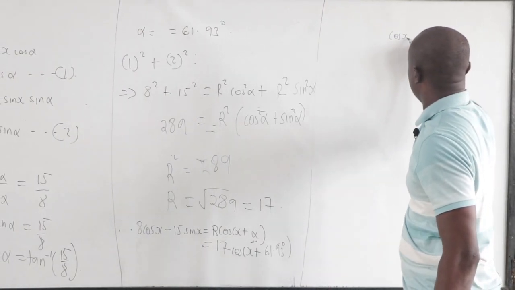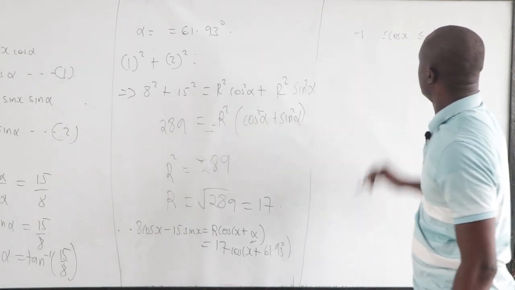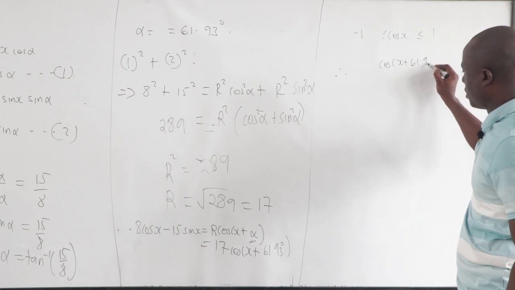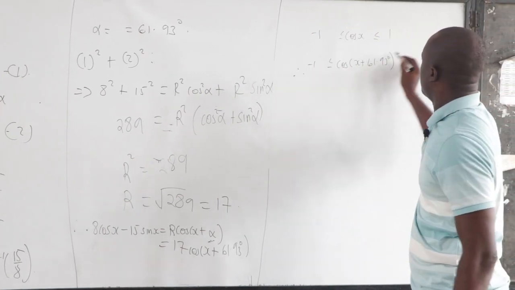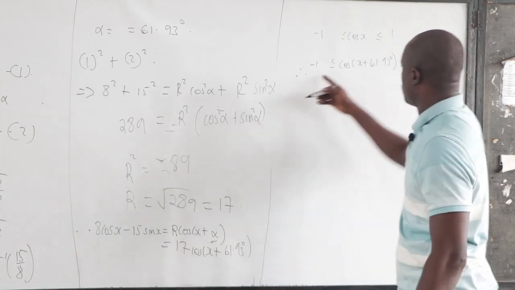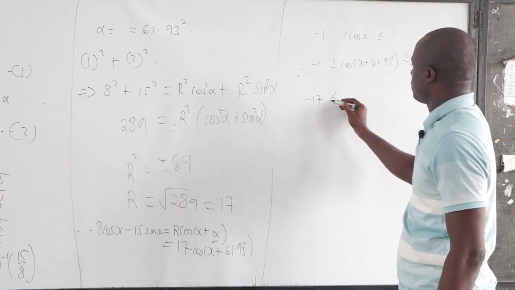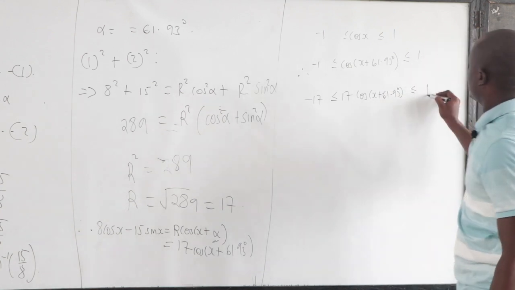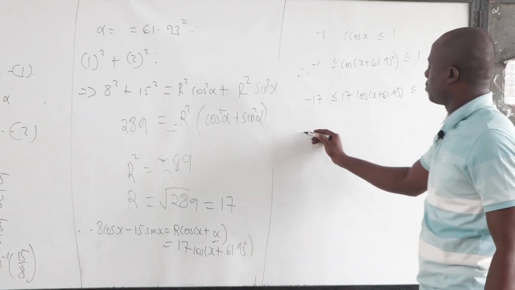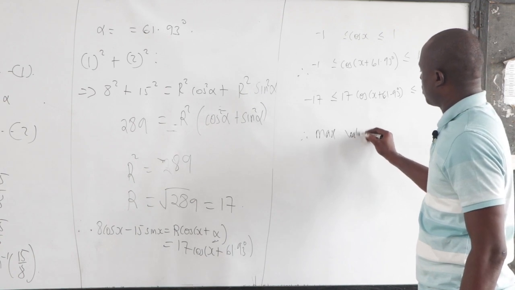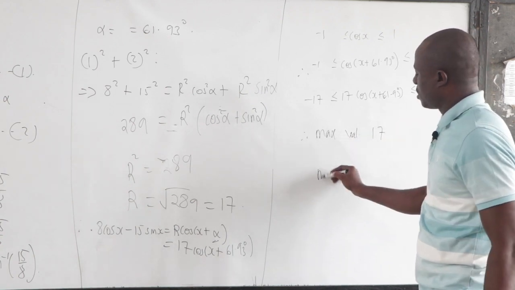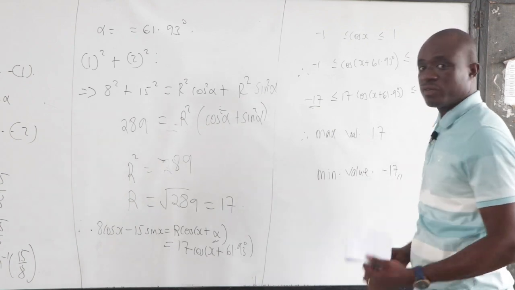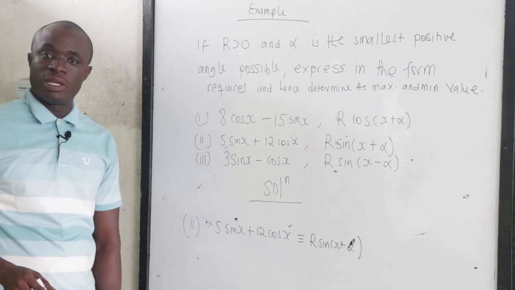Now we know that cos x is just between -1 and +1. Therefore, cos(x + 61.93 degrees) is also just between -1 and +1. But what is multiplying? 17, so we multiply 17 through. So we have -17 to 17 cos(x + 61.93). So our maximum value is 17, and then our minimum value is negative 17. Now let's see the second one, to find the maximum and then the minimum value.